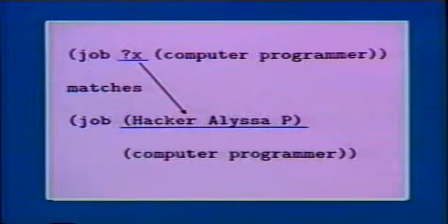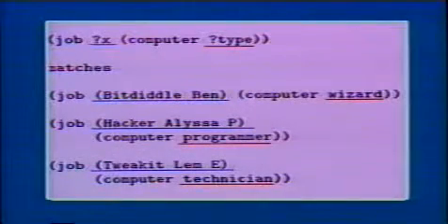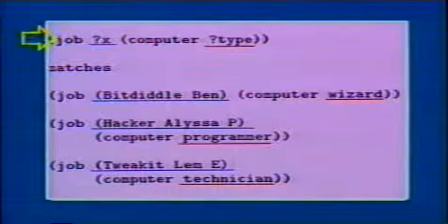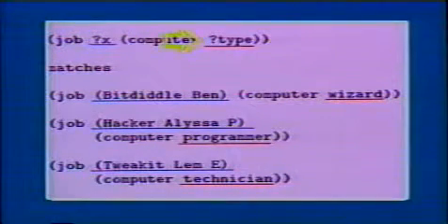Or more generally, I could have something with two variables in it. I could say the job of X is computer something, and that'll match computer wizard. Right, so the something here, type will match wizard, or type will match programmer, or X might match various certain things. So there are, well, in our little example, only 3 facts in that database that match that query.